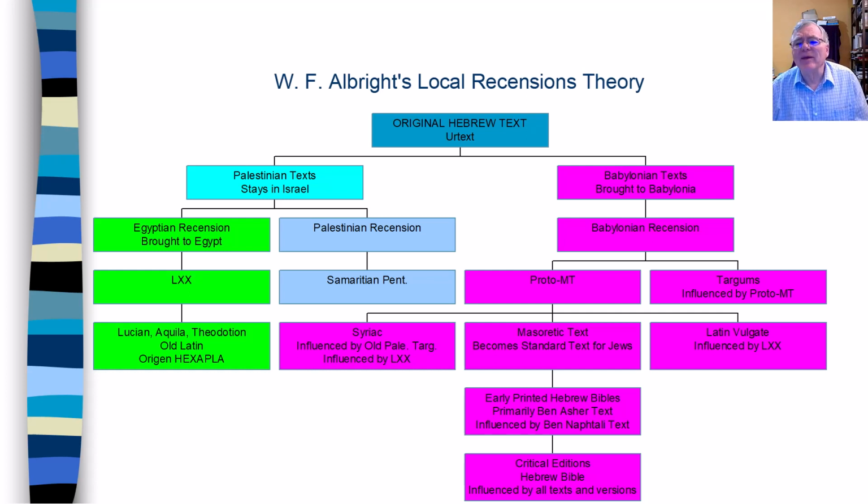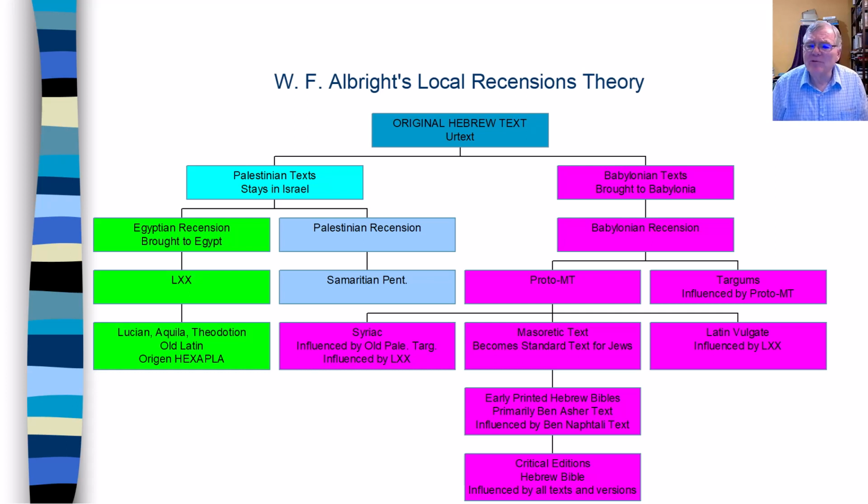But then on the Babylonian side, the text that was brought to Babylon becomes the Babylonian recension in Albright's local recension theory. And there are a couple of branches of that. One branch became the Proto-Masoretic texts. Another branch was used to translate the Targums. It was influenced by the Proto-Masoretic texts, but it's slightly different from the Proto-Masoretic texts.